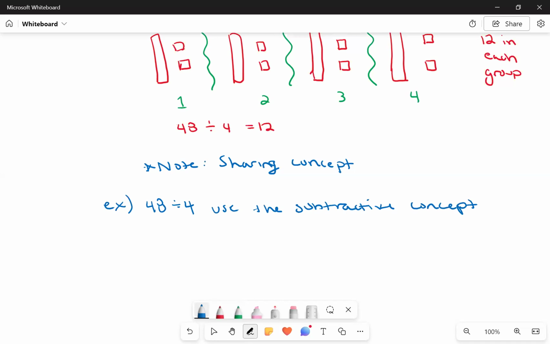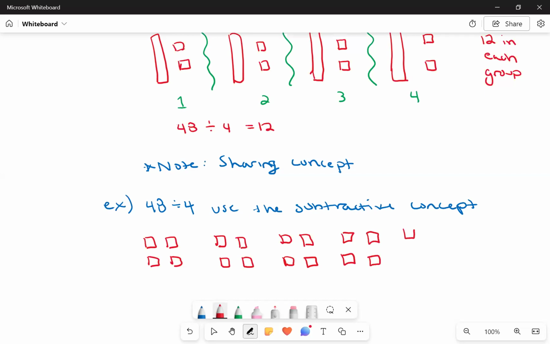that means I'm taking the 4 as the measure I'm doling out to each group. So there's 4, and there's 4, and there's 4. And I need to repeat this as many times as possible.